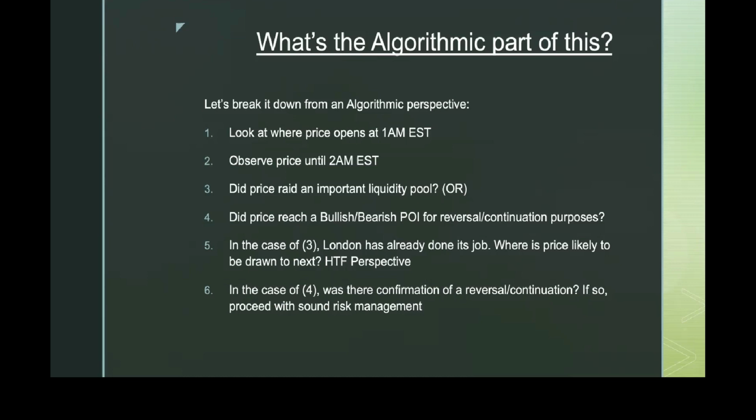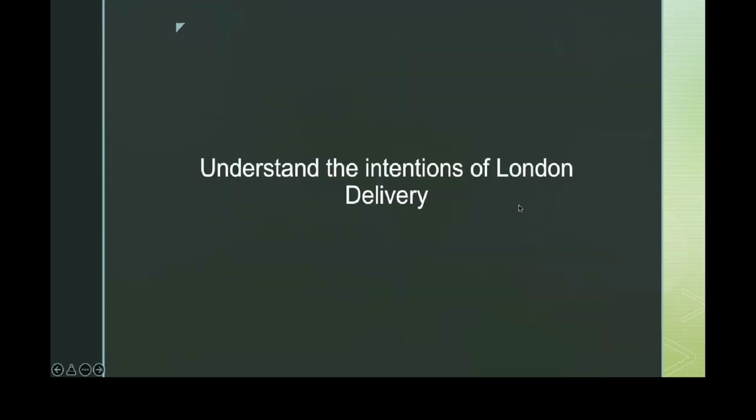Now in the case of number 4, ask yourself, was there confirmation of a reversal or continuation? If price comes to a bullish point of interest, like in the earlier example, is there something over there that your model says you can buy? If so, go ahead and do it with proper, sound risk management.